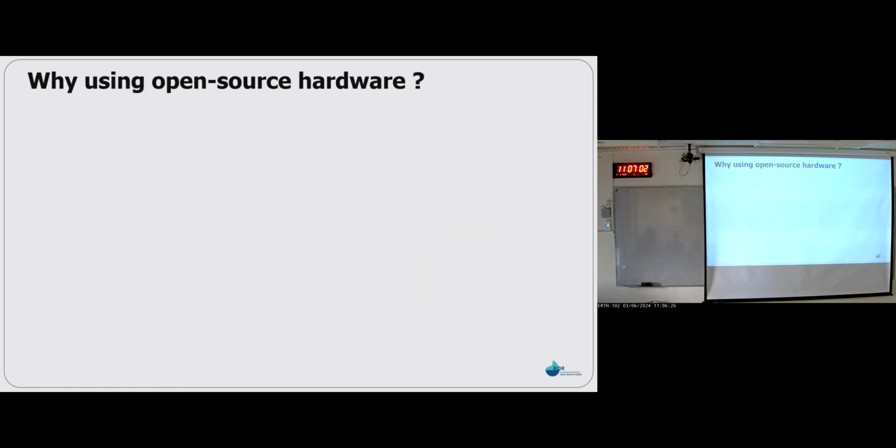Why use open source hardware? Why do I want to lower the cost of our sensors, our data loggers? If my sensor is cheaper, I can install more sensors within the same budget I have, compared to a commercial sensor. And I can build customized solutions. When you're buying a sensor or a device from a commercial company, usually it's very hard to modify it. But here we can build our own solutions according to our own specific research needs.